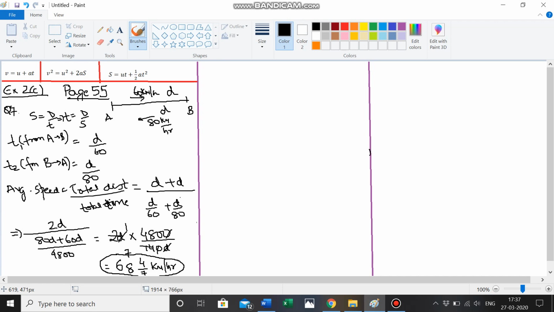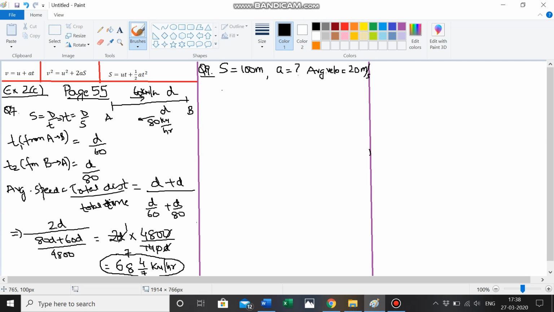Let's move on to the next question. The next question that I'll do is question number 9. Question 9 says a car travels a distance of 100 meter with a constant acceleration and average velocity of 20 meter per second. So distance given is 100 meter, constant acceleration not given, and average velocity is given as 20 meter per second. The final velocity acquired by the car is 25 meter per second.